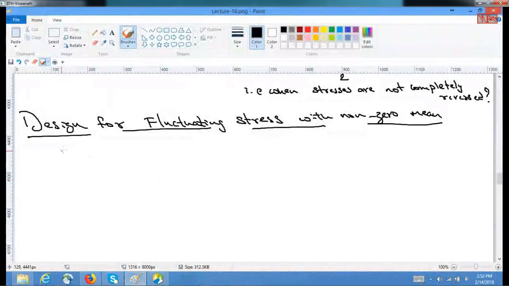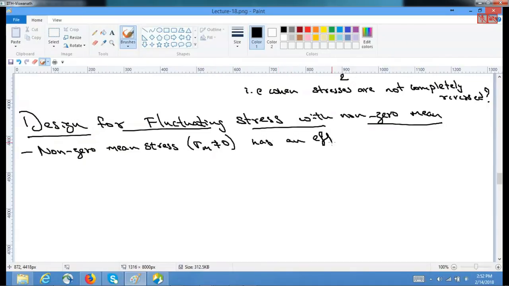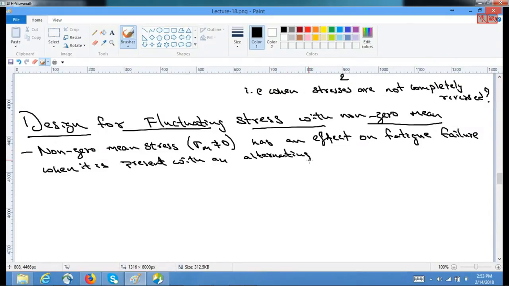So non-zero mean stress has an effect on fatigue failure when it is present with an alternating component.